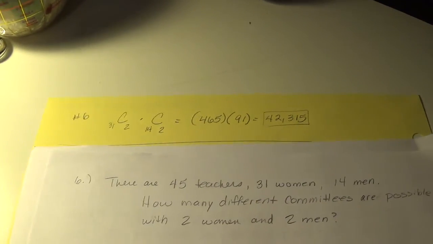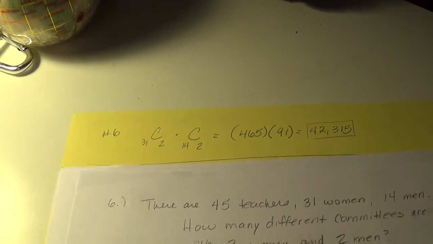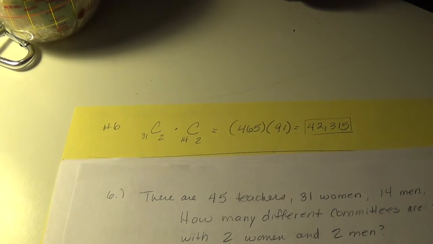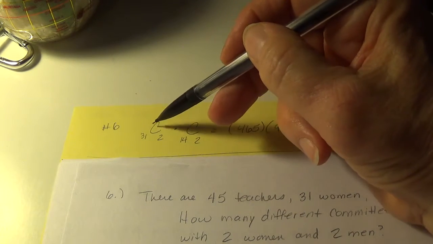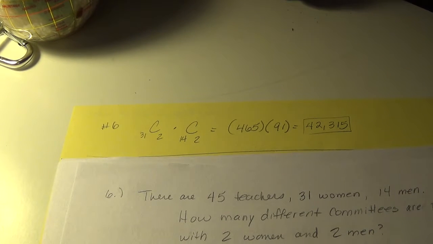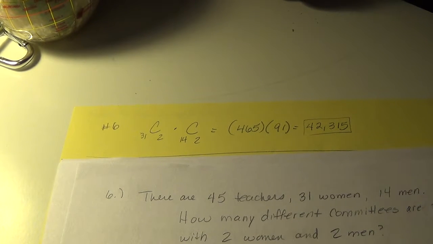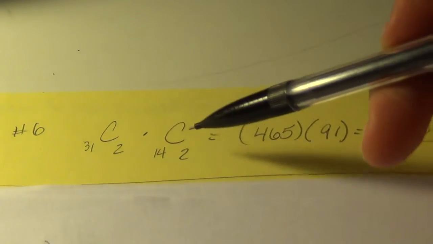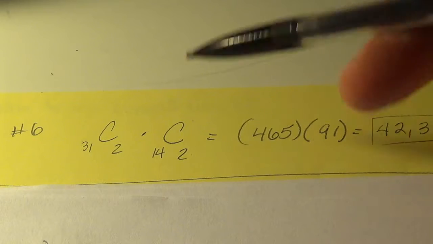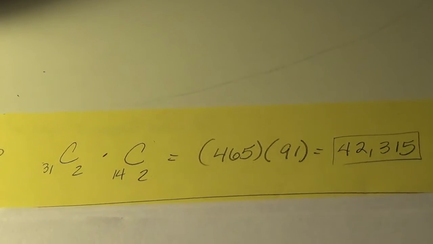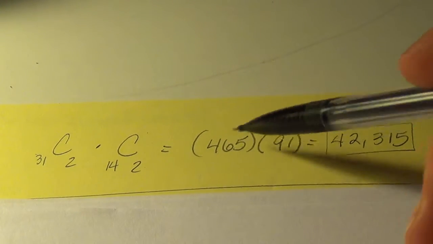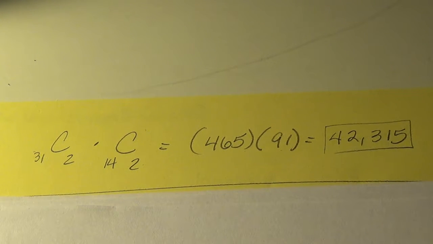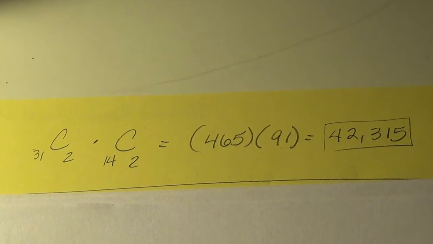So we're going to do combinations. The first combination I'm going to set up is for the women. There were 31. That's 31 combination of taking 2 at a time. That's for the women. And then I'm doing the men, times the combination of 14 men taking 2 at a time. So getting a combination for first the women and then the men, I multiply those numbers, and that's the number of possible committees.